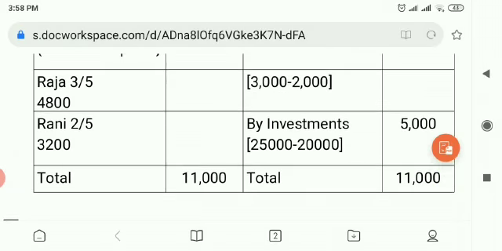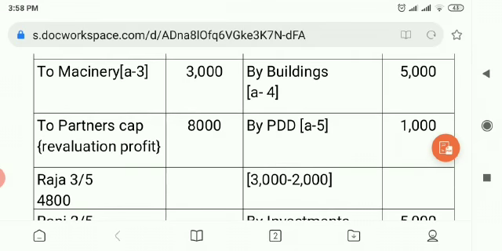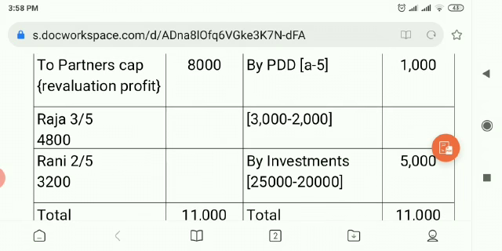Now for students, come to your revaluation account, see which side is heavier. Credit is heavier, that is 11,000 both the sides. The difference, go on minusing 3,000. You get 8,000. Write it as to partners capital account. Below that you write Raja, next line Rani. Raja, 8,000 into 3 by 5, you get 4,800. Write it in the inner column. Rani, 8,000 into 2 by 5. Write it as 3,200 in the inner column.